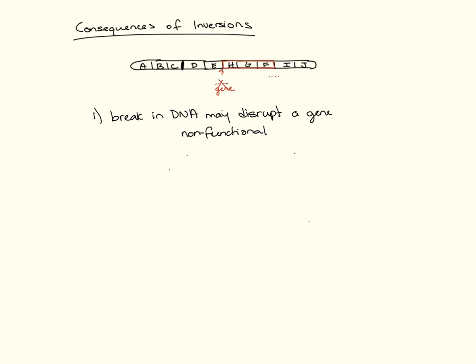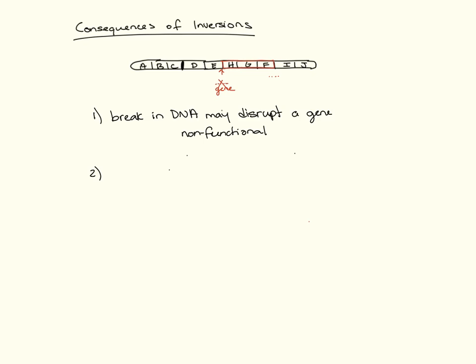So that's the first consequence. And that doesn't always happen because there are large areas of the DNA sequence that are non-coding, but if it happened to be in the middle of a gene, either one of these breaks, that could disrupt gene function.